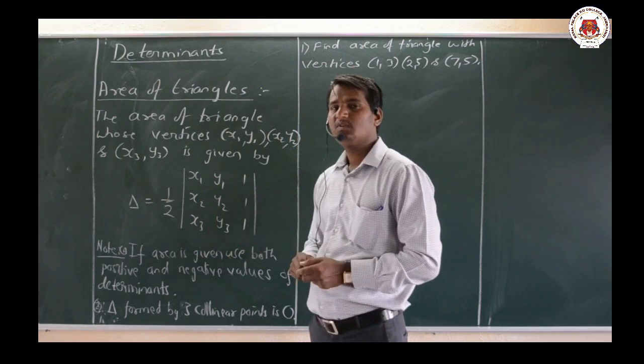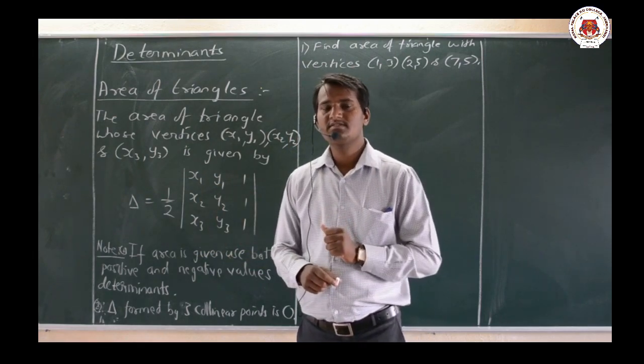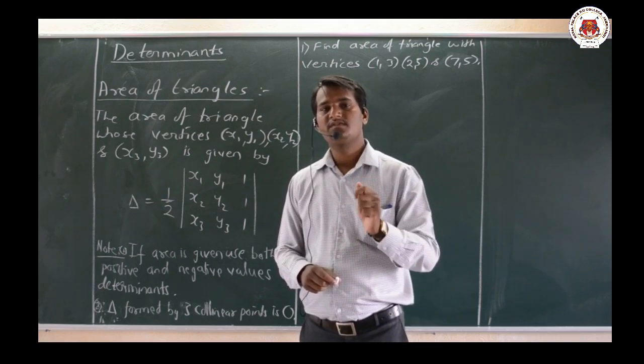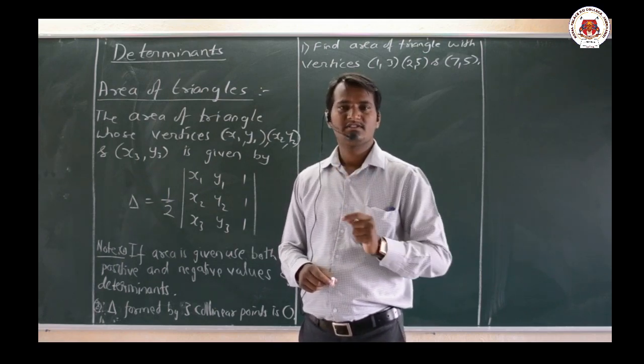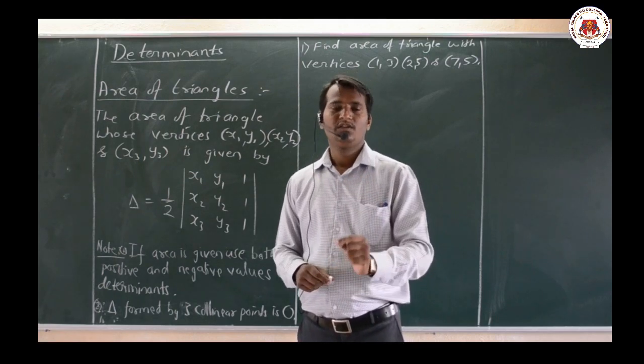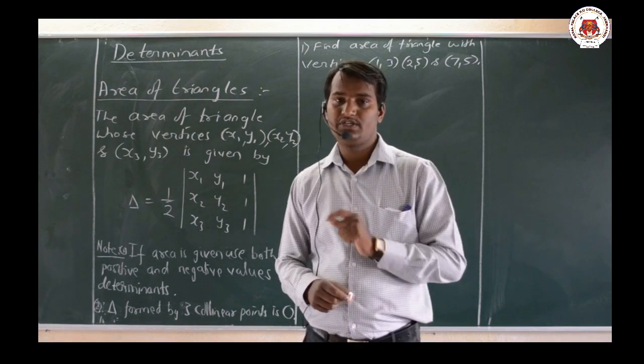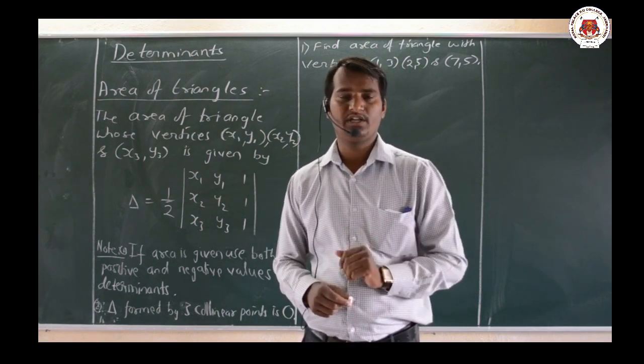And there are a few points we require to remember. The first thing is, the area of the triangle is always positive. We have to take the absolute value only. Even if, while solving, we get a negative value, we have to take it as positive. That is the absolute value we require.